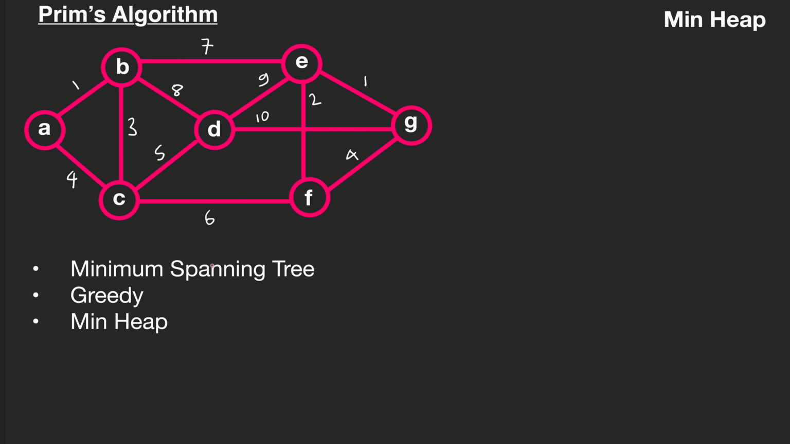Coming back to Prim's algorithm, it is a greedy algorithm. As in, at every node, we check what the available edges are and we choose the edge with the minimum possible weight. To get the edge with the minimum possible weight, we maintain a data structure known as a min heap.